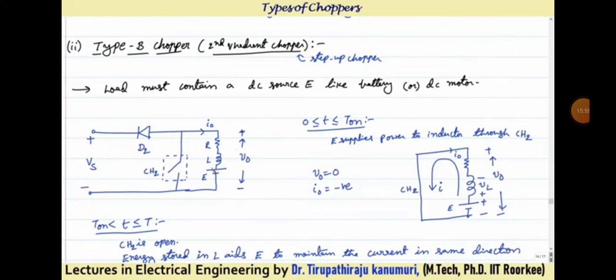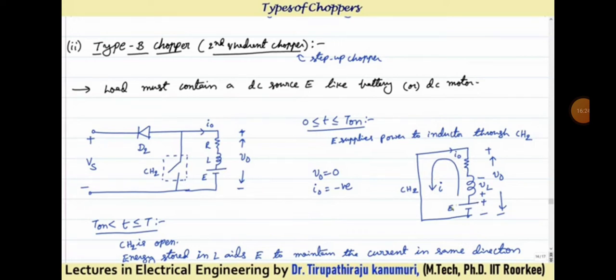The only condition for this type B chopper is that your load should have a DC source. That DC source can be either a battery or a DC motor where some back EMF is induced. So here the basic working will be like this. Initially, when the switch CH2 is closed, because there is a source, this source will circulate the current through this chopper like this.